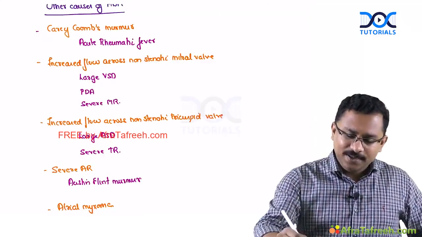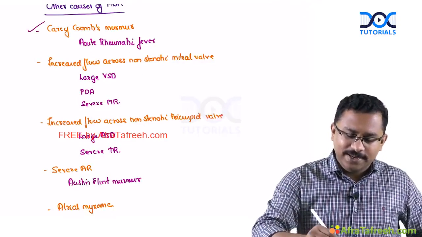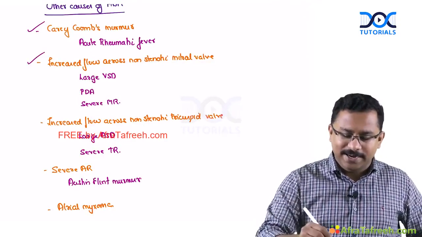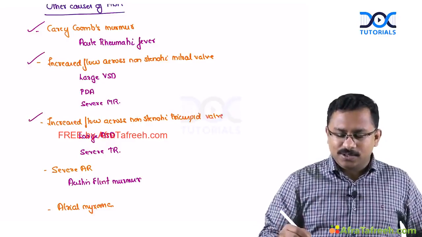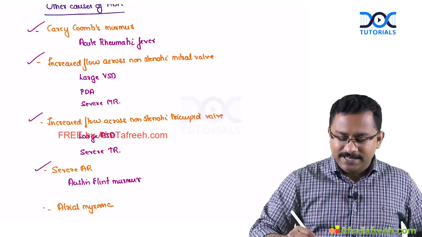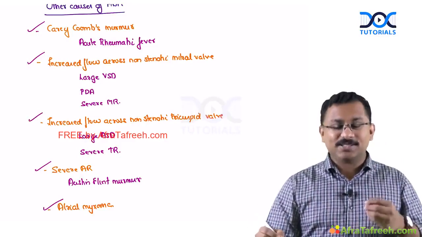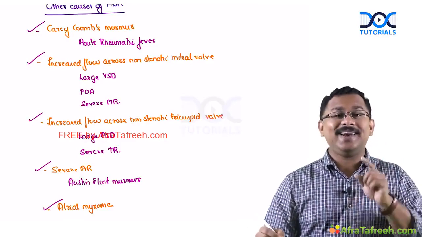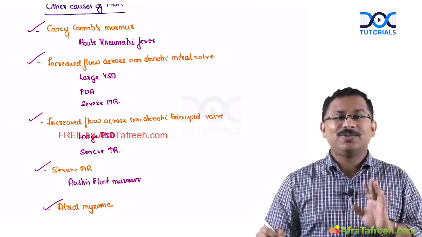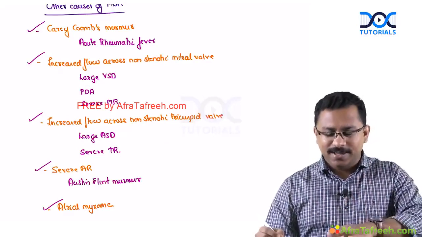Carey-Coombs murmur, increased flow across the non-stenotic mitral valve, increased flow across the non-stenotic tricuspid valve, severe AR, atrial myxoma, important causes of MDM other than MS. Okay, so that MDM part is also clear for you.